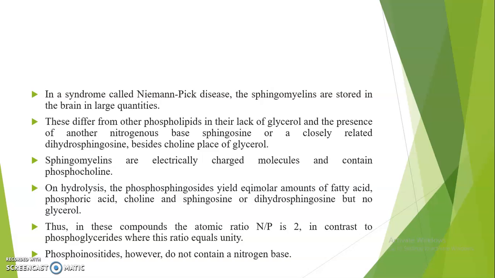Thus in these compounds the atomic ratio of nitrogen to phosphorus is 2, in contrast to phosphoglycerides, where this ratio is equal to 1, or you can say unity. Phosphoinositides, however, do not contain a nitrogenous base.